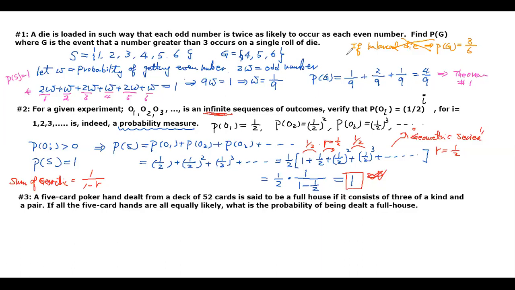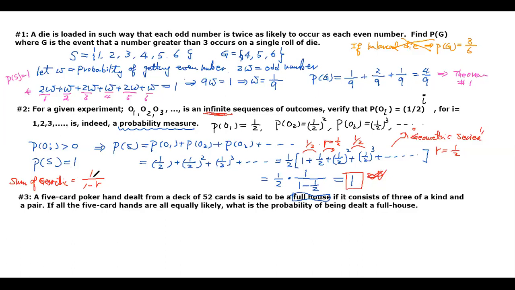So let's say a 5-card poker hand from 52 cards. If this is a full house, that means you're going to have a 3 of a kind and a pair. So if you get a jack, you need to have a jack, jack, jack, right? 3 of a kind. Or if you got a 6, you need to have a 6, 6, 6. Then you get a different pair here.